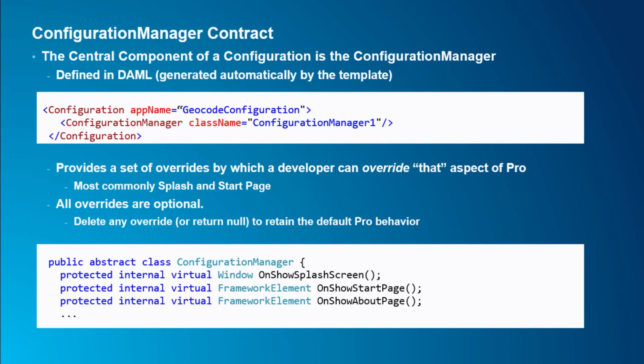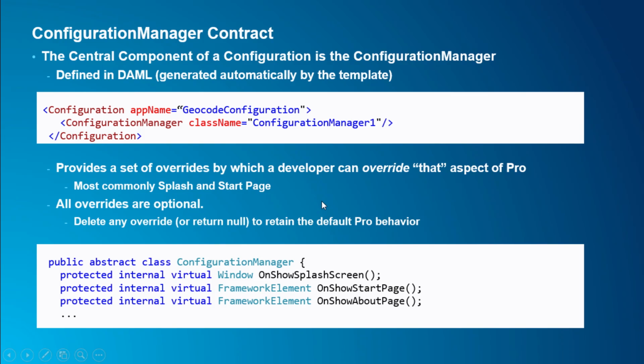After you run that configuration manager template in your DAML, it will generate for you this configuration element. In the configuration element, it specifies the name of your configuration, and then the child element, configuration manager, that points to the code behind file that contains the implementation of that configuration manager. There are a set of overrides that you implement for each aspect of Pro that you want to override. Splash, start, about page, for example.